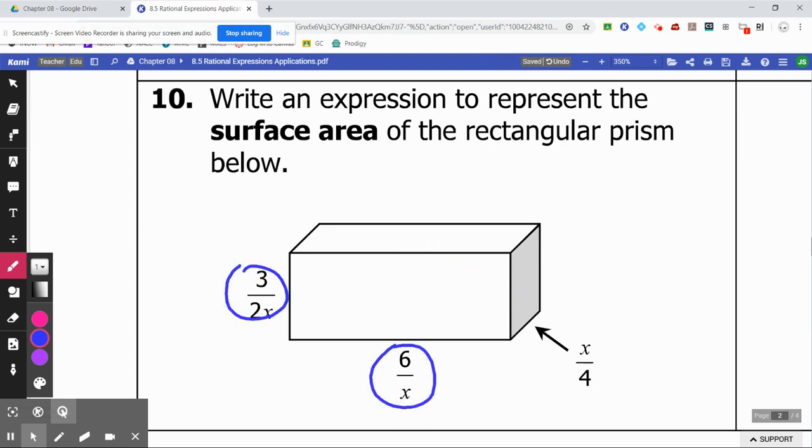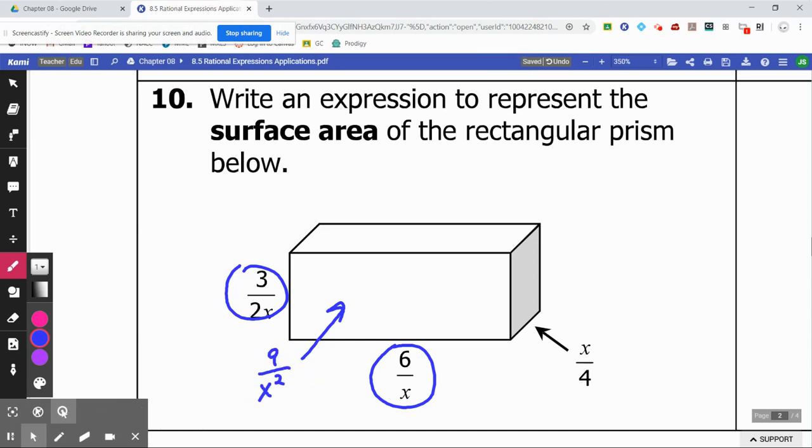Here are the dimensions of the front. To find the area, it's a rectangle, so we're going to multiply the two together. So you have 3 over 2x times 6 over x. Cross cancel the 2 and 6, leaves you with a 3 and a 1. You have a 9 on top and an x squared on bottom. So the area of the front would be 9 over x squared. Let me erase the extra.